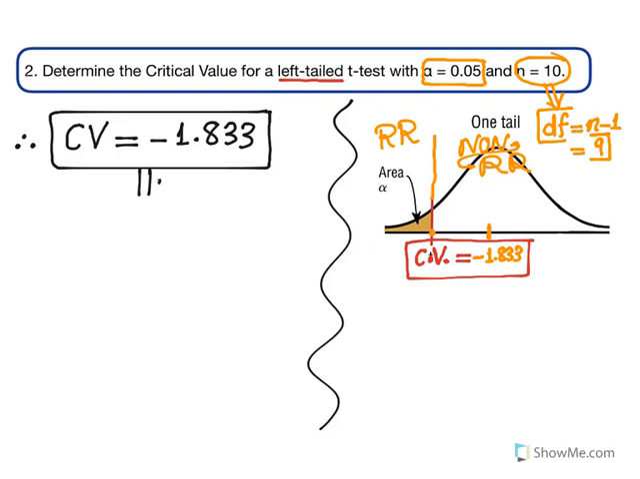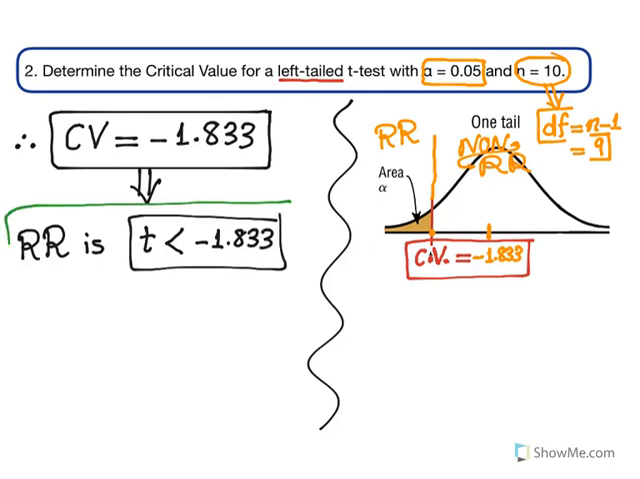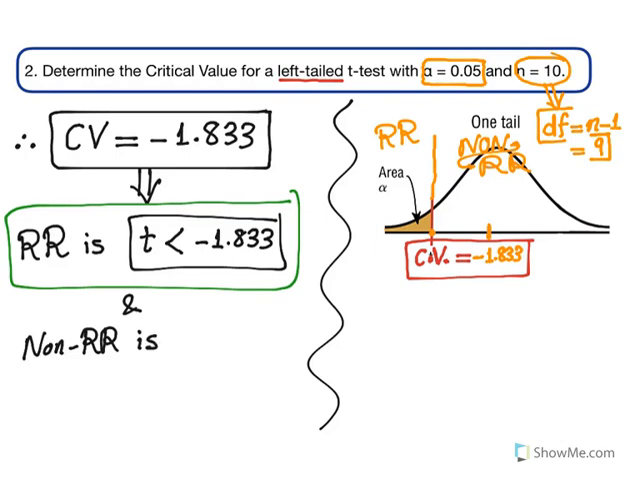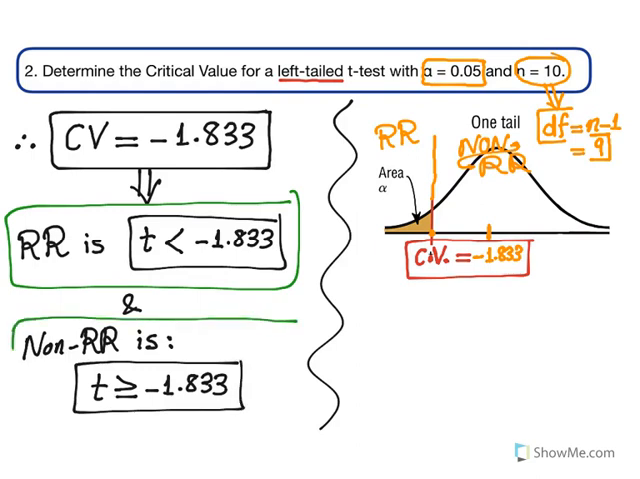And so from this we get that my rejection region for this left-tailed t-test is going to be t less than the critical value, minus 1.833. Let's just highlight this. My non-rejection region is all the values of t that are bigger than or equal to the critical value, which is minus 1.833. And so this one is our non-rejection region.